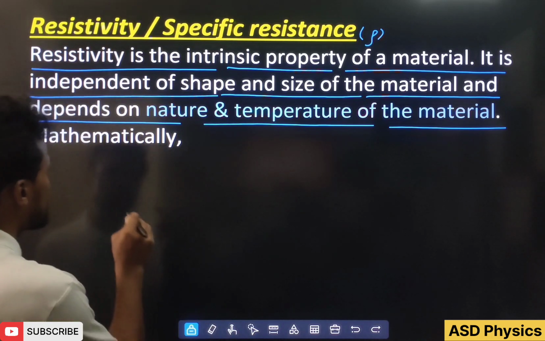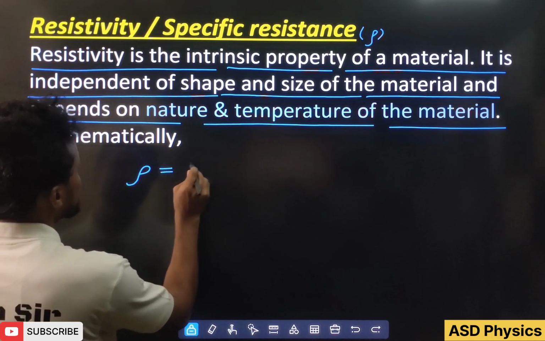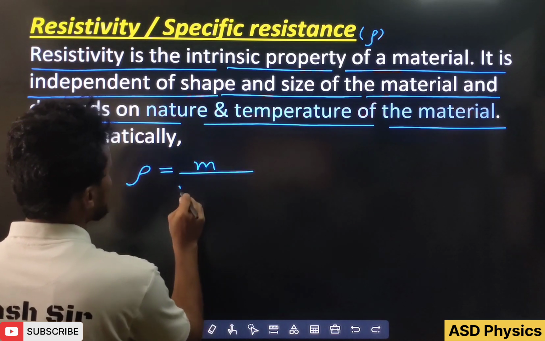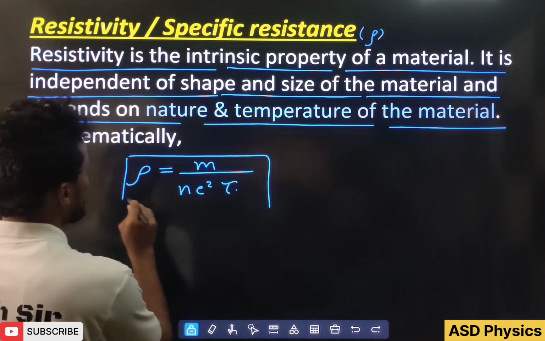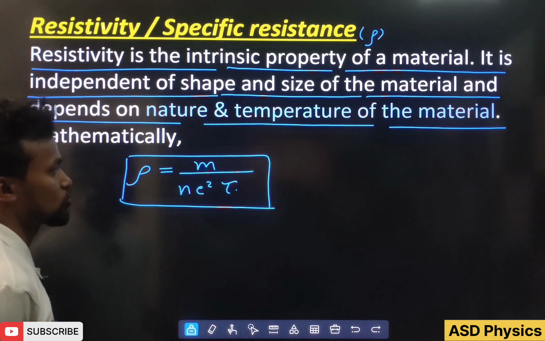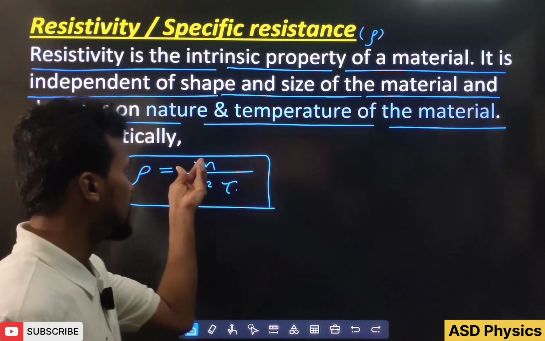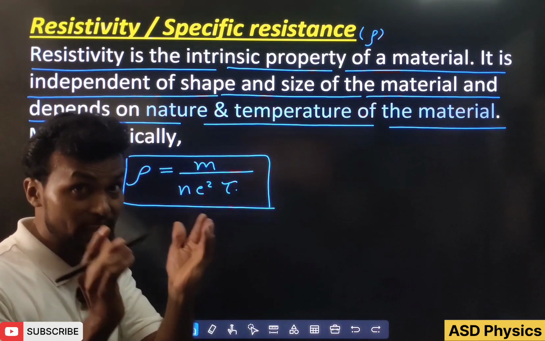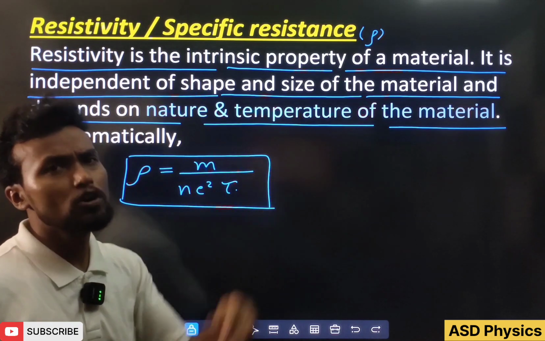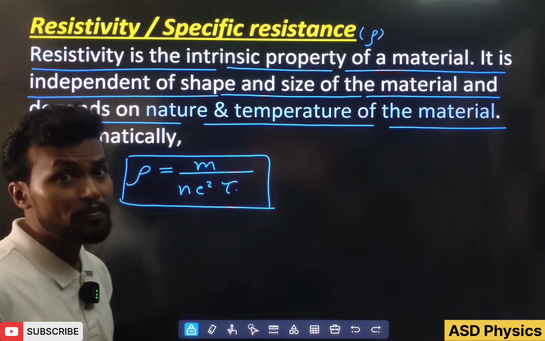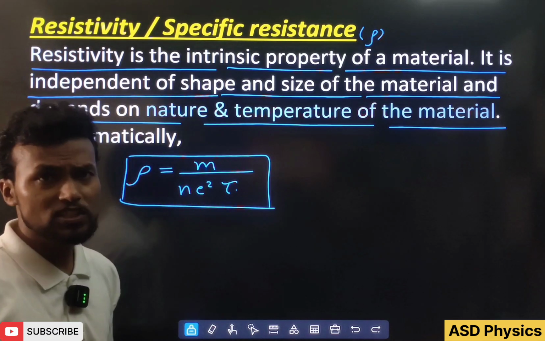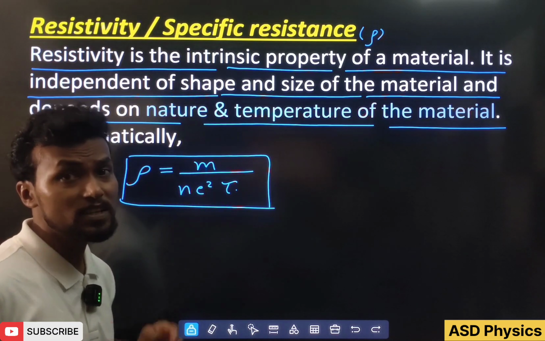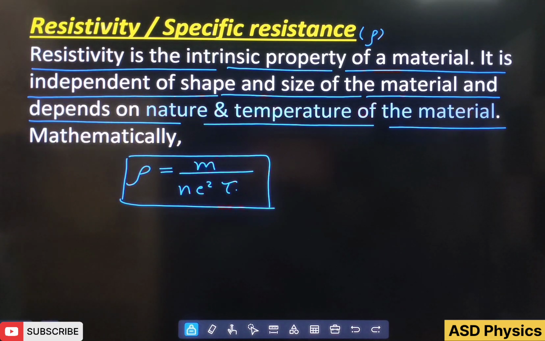And in our previous videos, you have seen that this resistivity is given by rho equal to m by n e square tau. What is this here? Rho is given by m by n e square tau for a material, where m is the mass of the electron, for a conductor I am telling now, n is the number of electrons per unit volume, e is the electronic charge, and tau is the relaxation time here. Kindly see here. Very well.